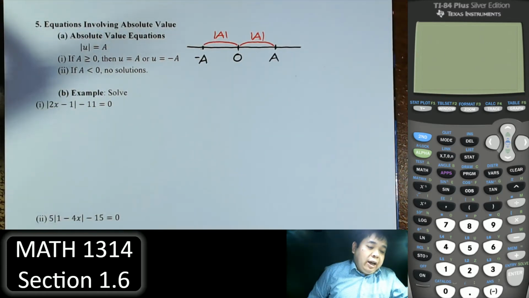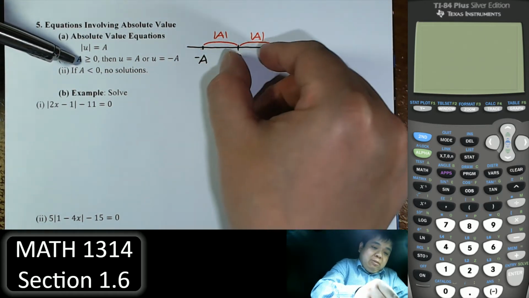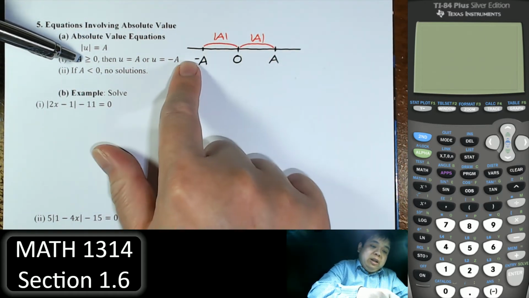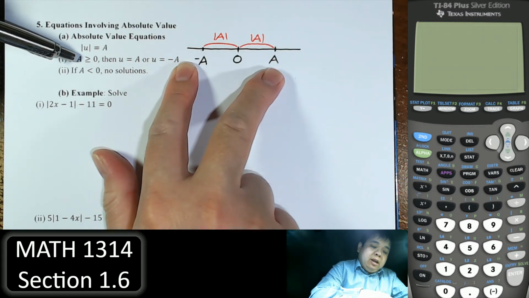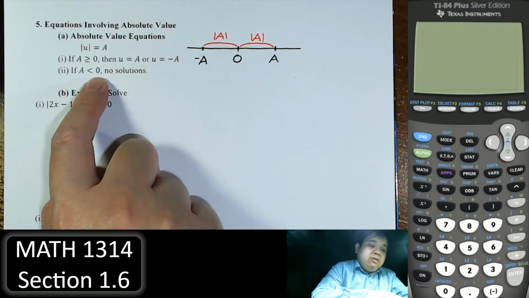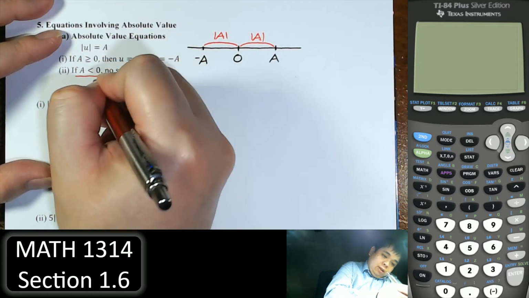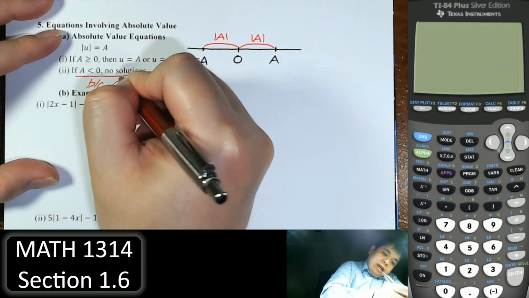Now, if a is a number that is greater than or equal to 0, and the absolute value is equal to that number, that means it could be negative a or a. A distance cannot be negative, therefore if a is negative, there is no solution, because distance cannot be negative.